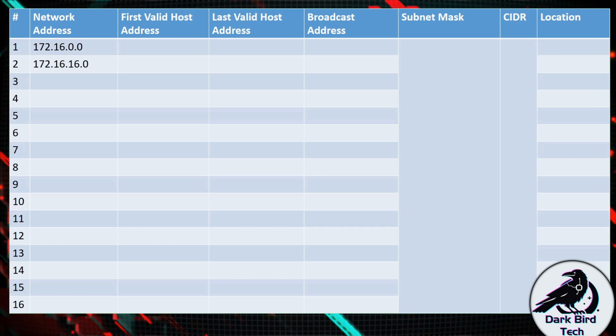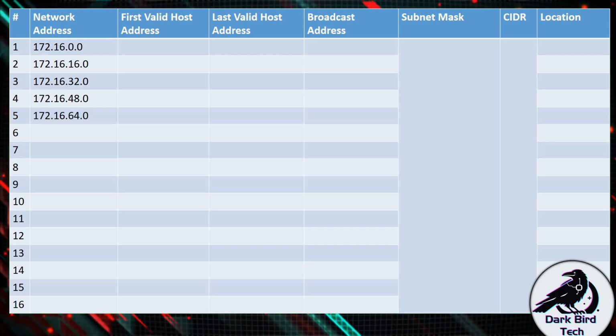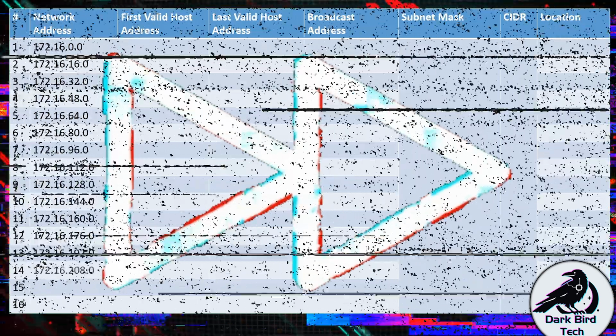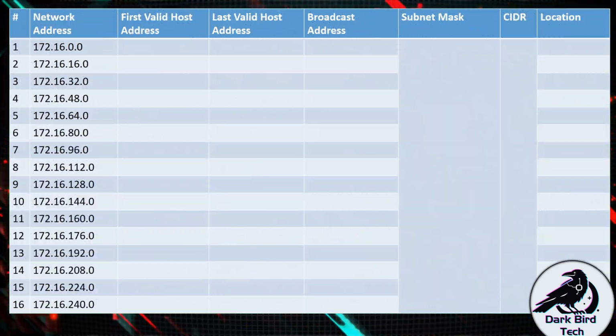16 plus 16 gives me 32. 32 plus 16 gives me 48. Plus 16 again gives me 64. Rinse and repeat until we get to the last one. But what we do here, 240 plus 16 gives me 256, which we know is not possible in IP version 4, but we let that mistake happen.